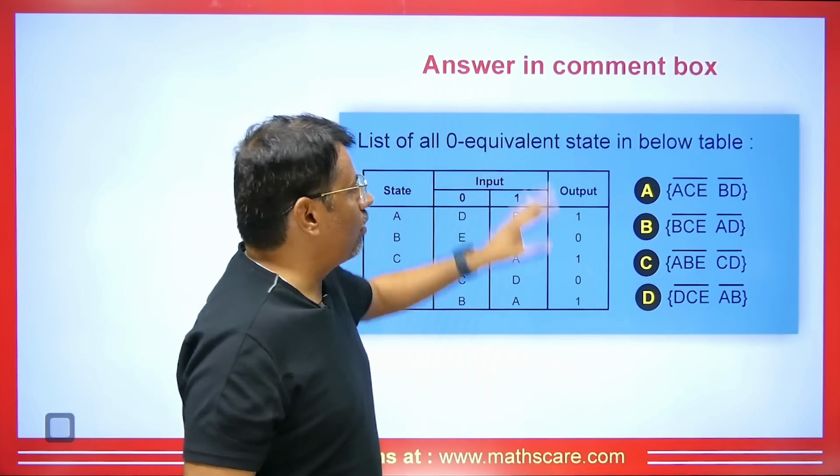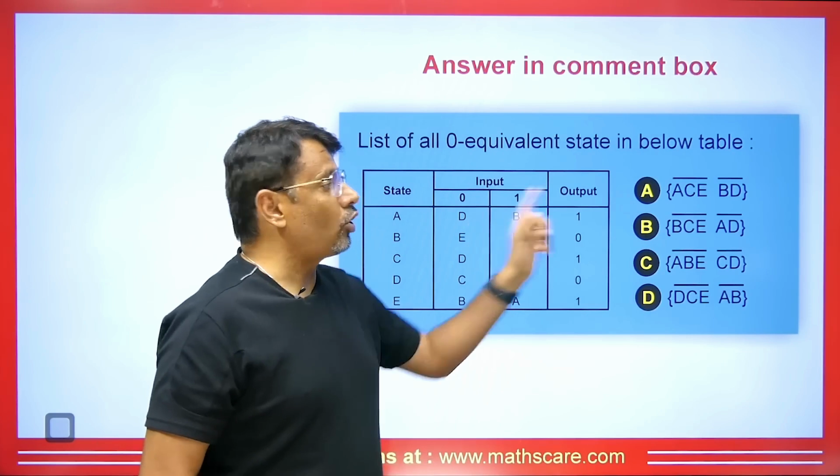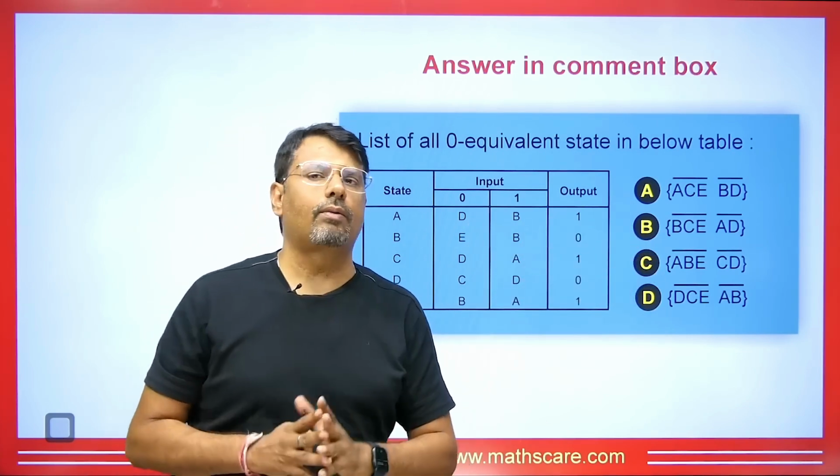So students, this question is for you in the comment box. You have to find which states in these are 0 equivalent corresponding to this table. Okay. How much time did it take you to solve it?